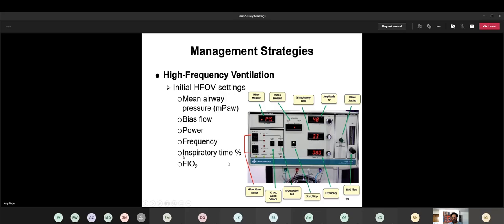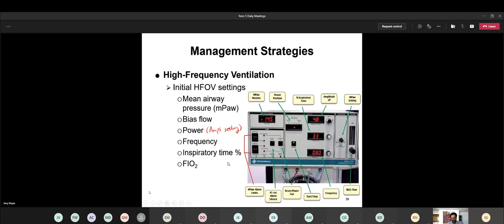And then the power is how you're setting your amplitude. So they're never going to order power. They're always going to order amps, like, adjust your amps to achieve adequate wiggle or whatever the case may be. And then, of course, the frequency is in hertz, and the percent I time is pretty much 1 to 2 always with this oscillator. And then FiO2 is going to be separate.